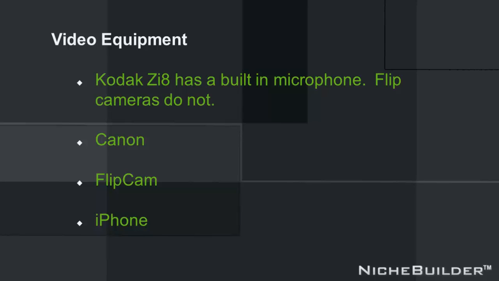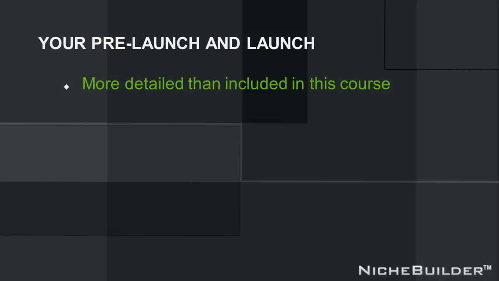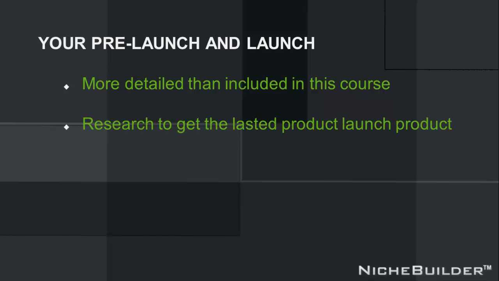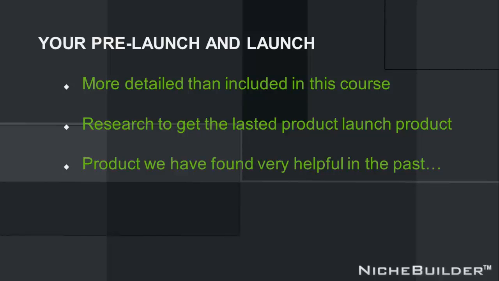All right, so once you've got everything recorded, your pre-launch and your launch are going to be some things that you're going to need to do for your product, but this is a little bit more than we're going to cover in this particular course. There are several products available on the market, and when the time's right, I want you to do a little bit of research to get the latest product launch product, because that's always changing. One of the ones that we found helpful in the past is Product Launch Formula. You can get that at productlaunchformula.com.